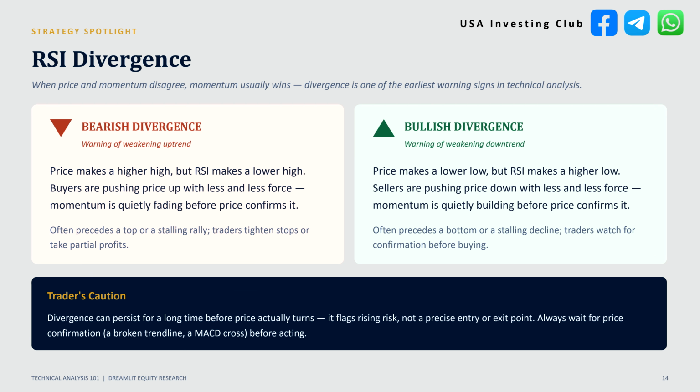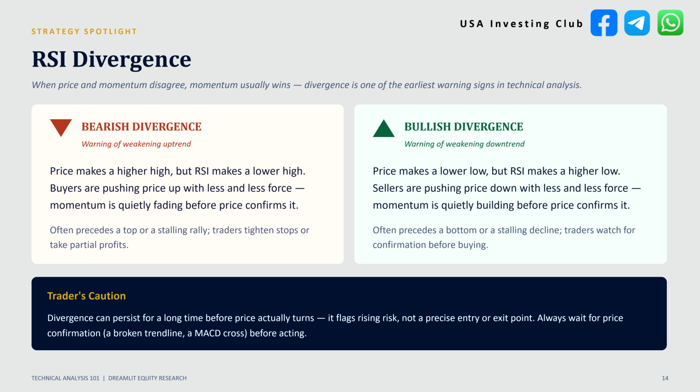Our strategy spotlight for today: RSI divergence. When price and momentum disagree, momentum usually wins eventually, which is exactly why divergence is considered one of the earliest warning signs in all of technical analysis. Bearish divergence warns of a weakening uptrend. Price makes a higher high, but RSI makes a lower high. Read that carefully. Buyers are still pushing price to new highs, but with visibly less and less force behind each push. Momentum is quietly fading before price itself confirms anything is wrong.